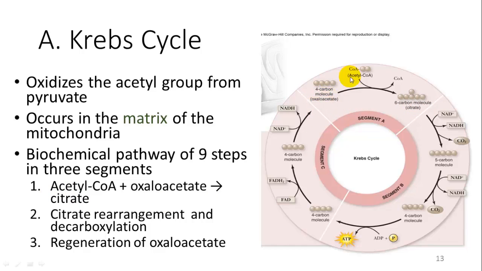Oxaloacetate is a 4-carbon molecule. Combined with acetyl-CoA, it makes a 6-carbon molecule. The second part is citrate is rearranged and goes through a process of decarboxylation. So it's reduced in carbons, which releases carbon dioxide. This also produces NADH. And the third one is the regeneration of oxaloacetate. So that 4-carbon molecule is then regenerated to form oxaloacetate.